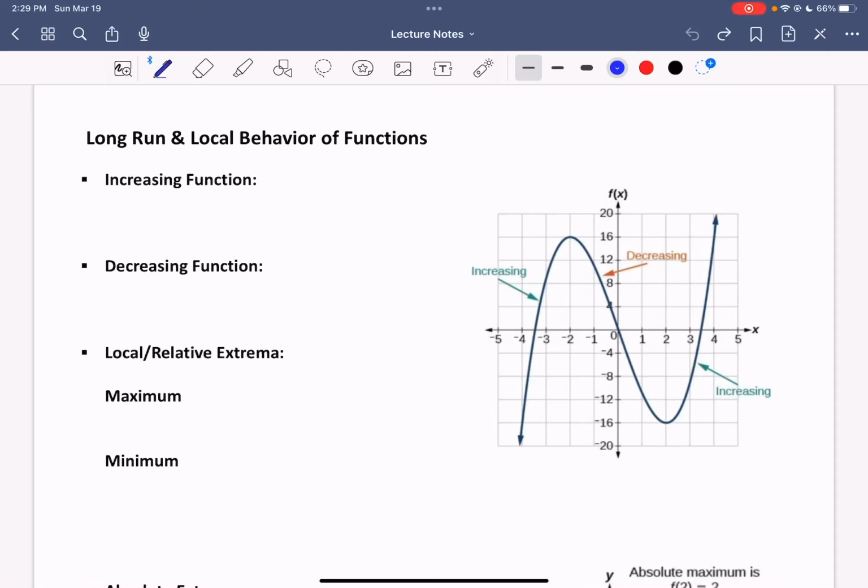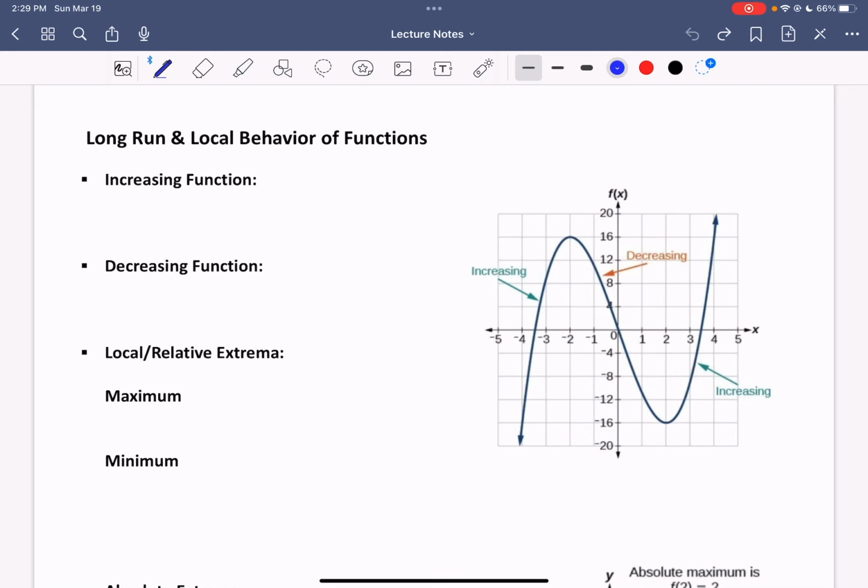We'll be looking at characteristics of functions. And the first part we want to look at is the long run and the local behavior of functions. So we've looked at many different graphs over this course, and we've looked at parent functions and the way that they behave. So what we're going to do is now look at some characteristics of polynomial functions and also look at their end behavior.